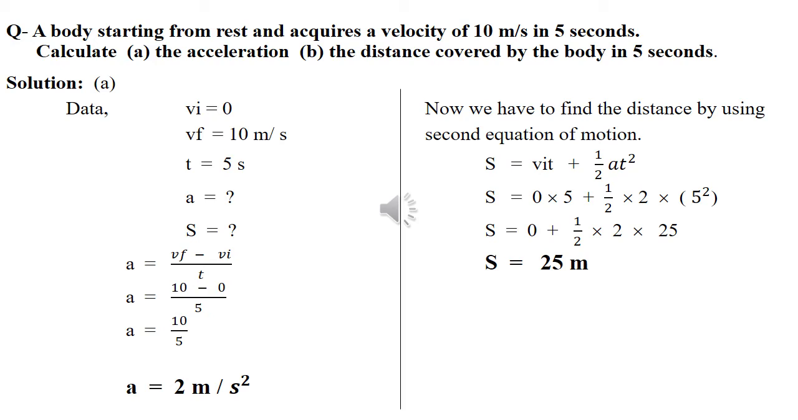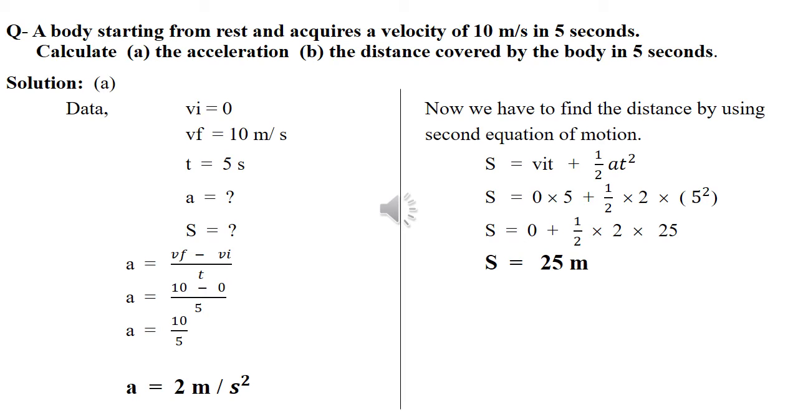So, in first portion, we have to find acceleration of the car. As we see, a body is starting from rest. So, its initial velocity Vi equal to 0, and its velocity becomes, or acquires, 10 meter per second after 5 seconds. Time is 5 seconds, and we have to find acceleration and distance. That is our data.